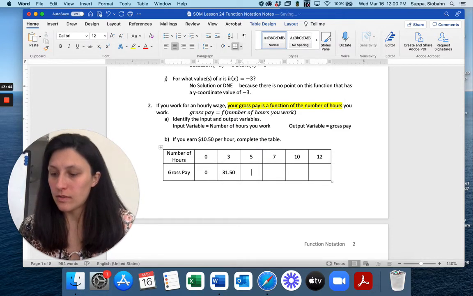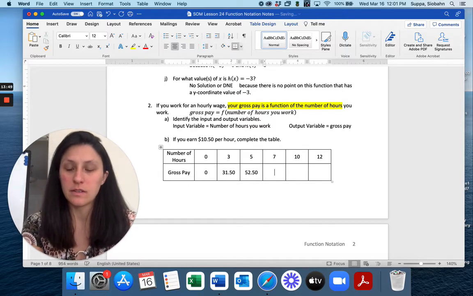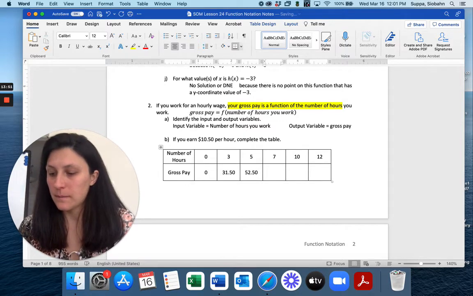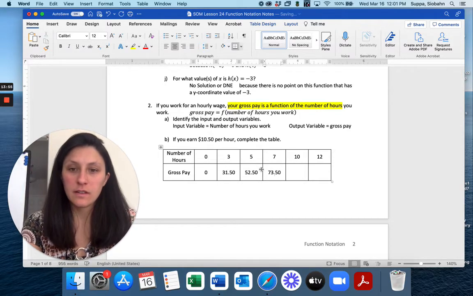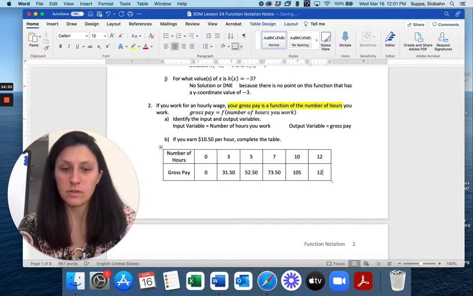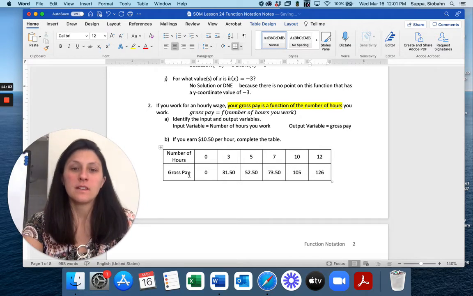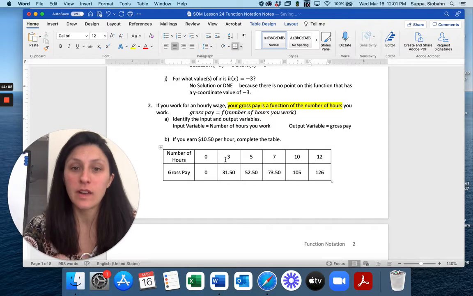What if you work for 5 hours? Let's see, you'd make $52.50. This one is $73.50. This one is $105. And then this one is $126. Okay, so that would be your gross pay if you worked these various different hours.